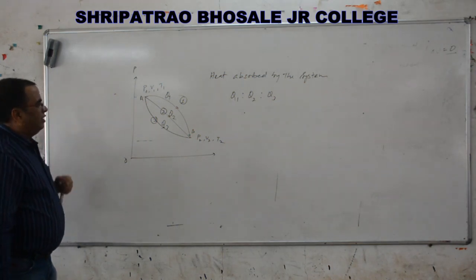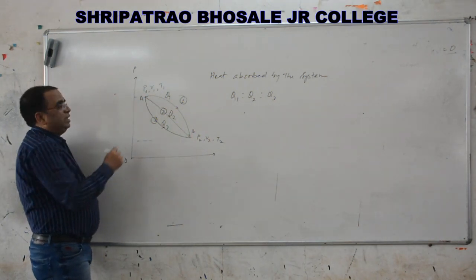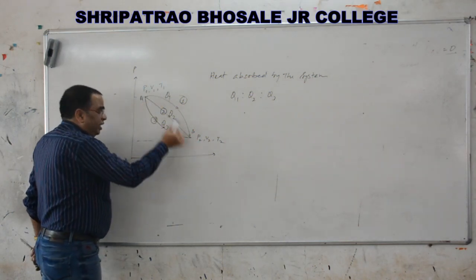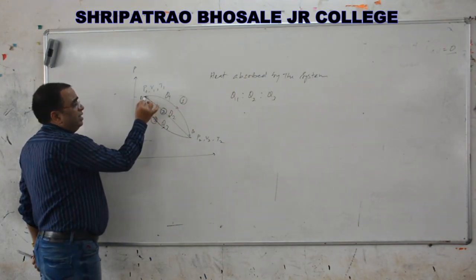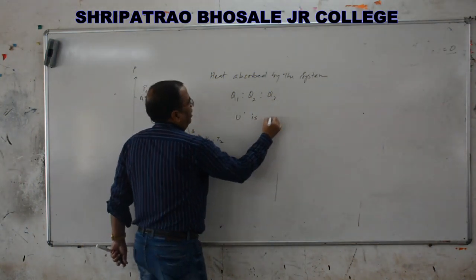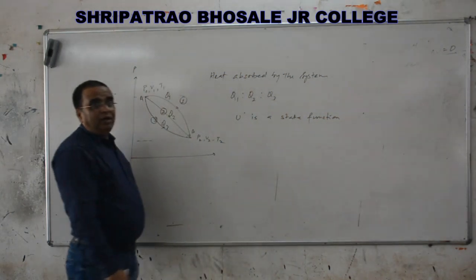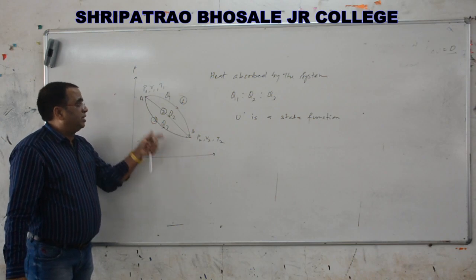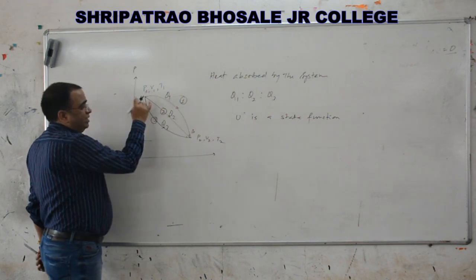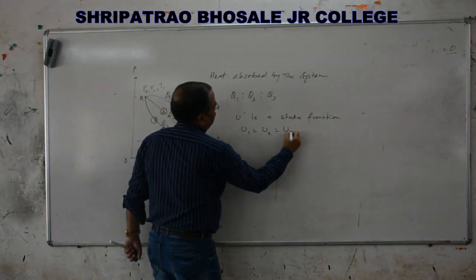What is the similarity? The similarity is that all three processes have the same origin. They are initiated from A and they finish at B. The trajectories are different, but the initial and final states are the same. Since we know well, internal energy U is a state function. U is not a path function, so it doesn't depend on the path. It depends only on the initial and final states of the gas, which are the same for all three processes. That means U1 is equal to U2 is equal to U3.